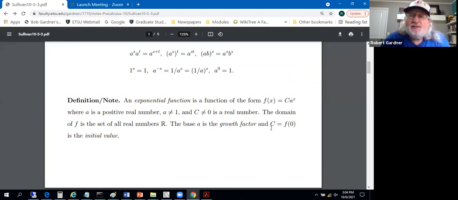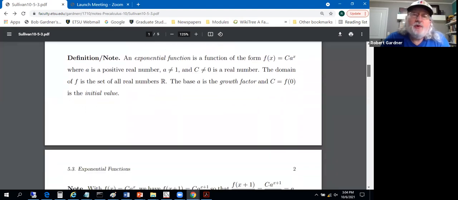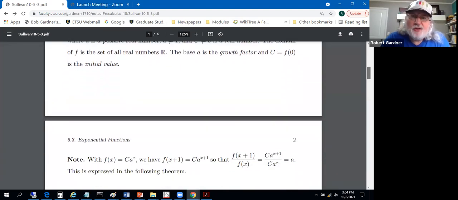And so this c parameter is called the initial value for that reason. When x equals 0, the function produces the value c. That's why it's called the initial value. Kind of think of starting at x equals 0.